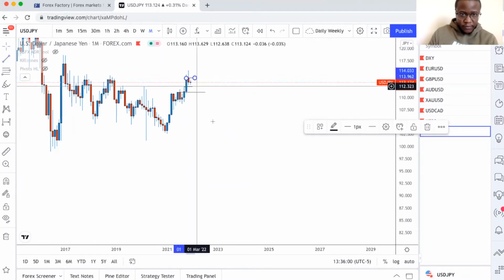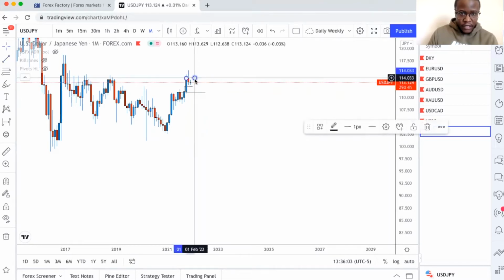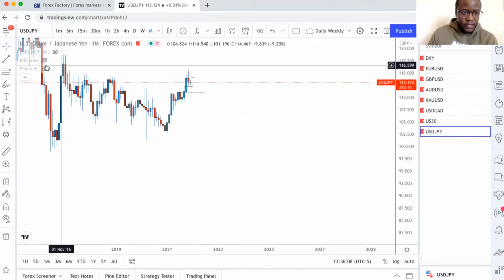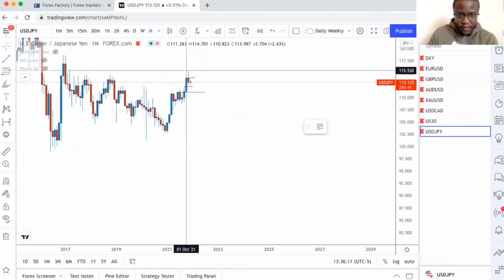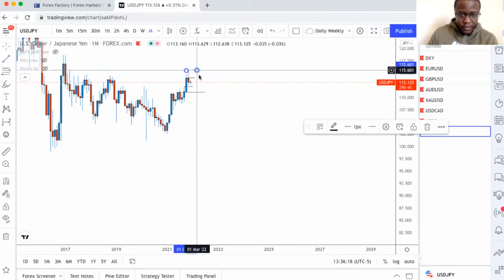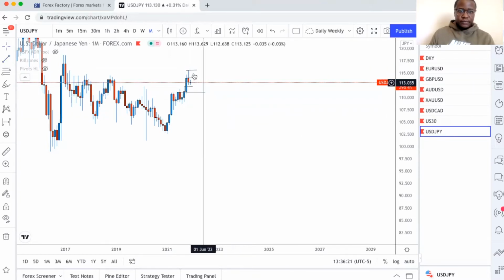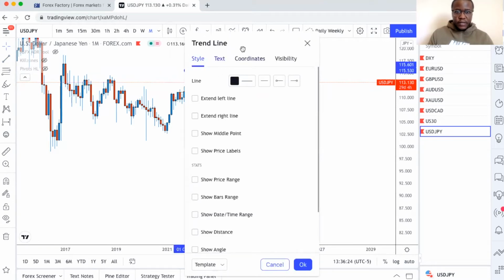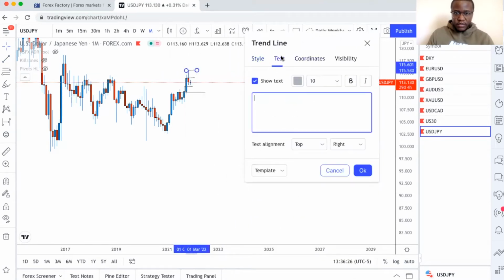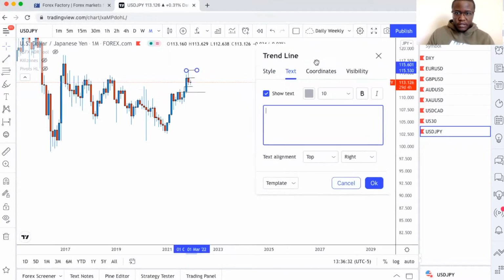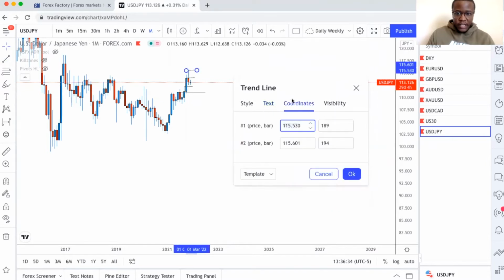We're close to, and I'll mark off the high. That's where I would trade to next if it was to break that level. And actually, you want to make this as clean, as straight as possible, on the actual level. So what I'll do is go into the actual line and fix the coordinates.